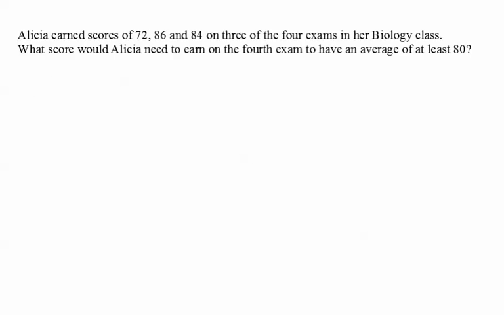On this one, it says Alicia earned scores of 72, 86, and 84 on 3 of the 4 exams in her biology class. What score would Alicia need to earn on the 4th exam to have an average of at least 80? Now, there's a couple things on this that stand out. The words at least 80 mean it could be bigger than or equal to 80. So we know what our equation is going to look like. Whatever her average is, it's got to be bigger than or equal to 80.